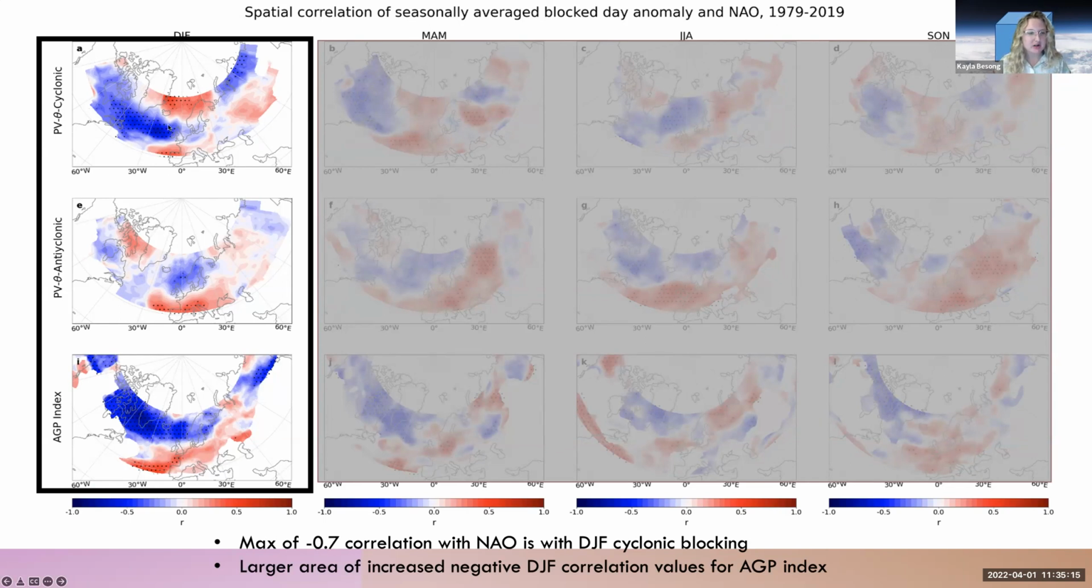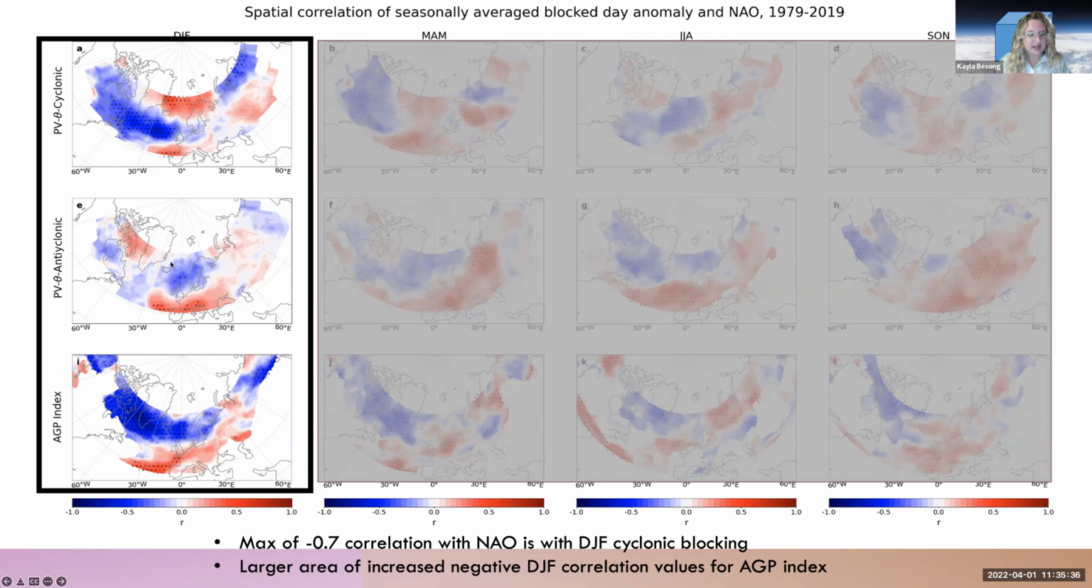It's also much farther east than those in previous studies, who won't even consider east of 30 west, okay? But there is still a pretty decent correlation here in the range of negative 0.55 and upwards, okay?